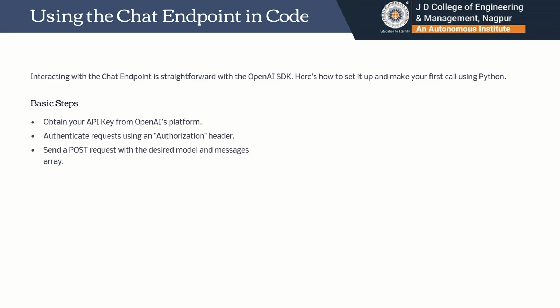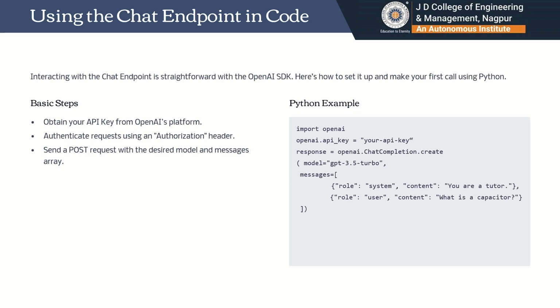Step 2, Python example. Here's a clean example in Python. Import openai. It's the OpenAI library in Python. openai.api_key equals your API key. It means the API key you obtained from the OpenAI platform. Then response equals openai.ChatCompletion.create, in which you specify your model that is ChatGPT 3.5 Turbo. Then messages in which you specify the role and the content, where system has the role of tutor and user gives the content, what is a capacitor.